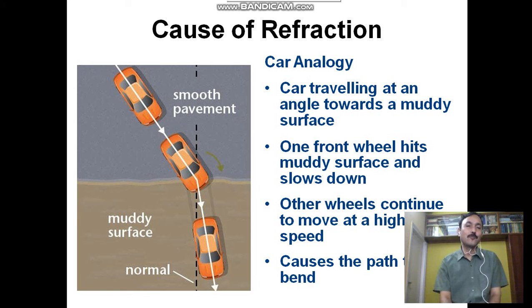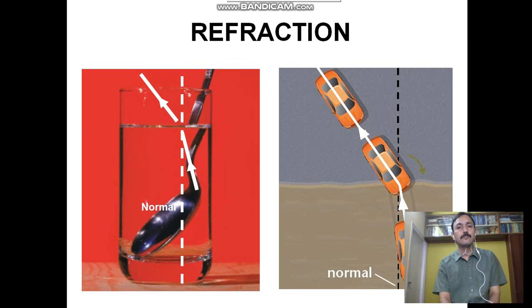That's why we have discussed the same for light also. When light is moving with more speed in a rarer medium, and in a denser medium the speed of light is less, so when light is coming from rarer to denser, its speed slows down and the light moves towards the normal. This is the refraction. Here, this is denser to rarer. So when light is coming from denser to rarer, the velocity of light increases, so it will move away from the normal.